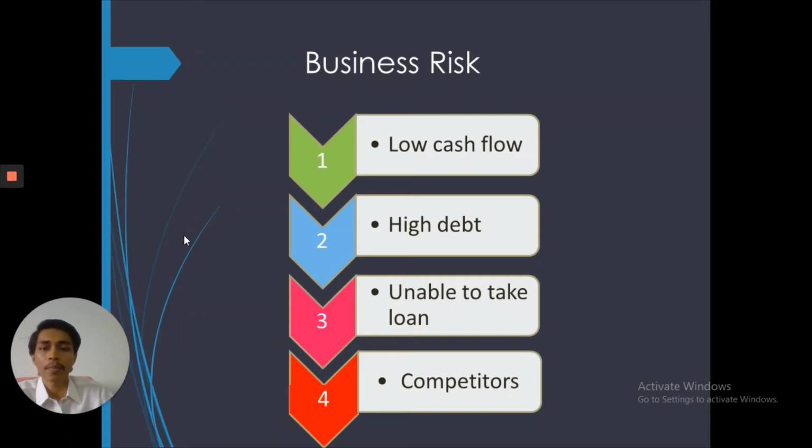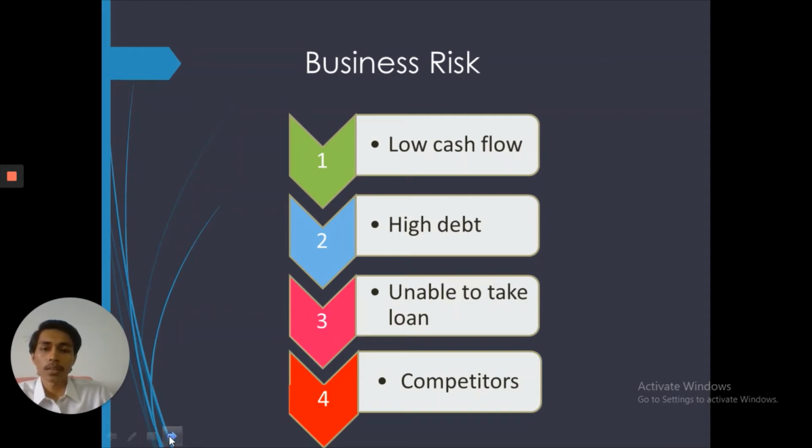Our client applied for a bank loan, but the bank rejected their application, so they do not have enough cash and they cannot collect money from outside. Fourthly, competitors. A modern hospital is under construction near the city. So we are thinking that the business will lose their loyal customers in the near future. So maybe the business will not be able to follow the going concern.